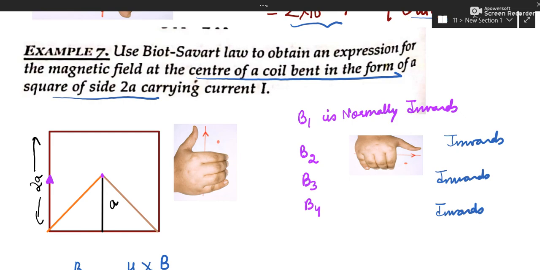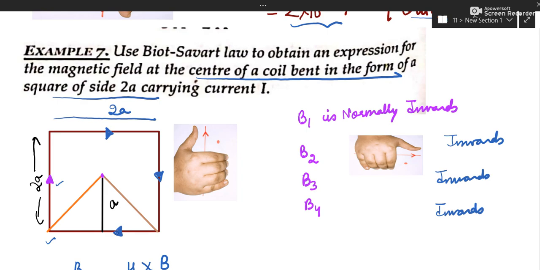This is my square. You can see a square here, and the length of the side is 2a. Now this is the sense of current. You can see this purple arrow. This is the sense of current flowing through the square.